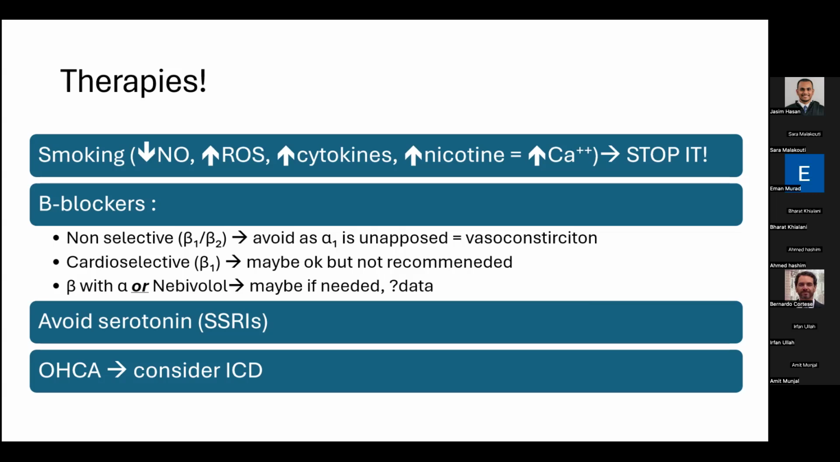If there is an indication, we tend to use nebivolol. It has some vasodilatory effect as well, not like other beta blockers. You can try to use cardioselective beta blockers, but as a general rule, try to avoid them. We try our best to avoid beta blockers. I'm talking about beta blockers here, if there's another indication for them, like arrhythmia or whatever.